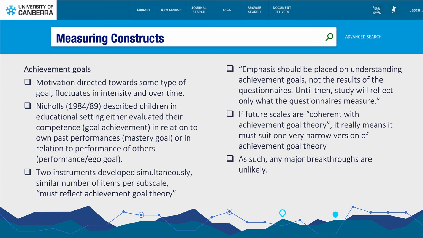Now, this reflection isn't incredibly useful because we place the emphasis on the results of the questionnaires. We may not be fully understanding achievement goals themselves, and the study will only reflect what the questionnaires measure. If future scales must be coherent with achievement goal theory, all that really means is that it must suit one very narrow version of achievement goal theory, and as such, any major breakthroughs are unlikely.